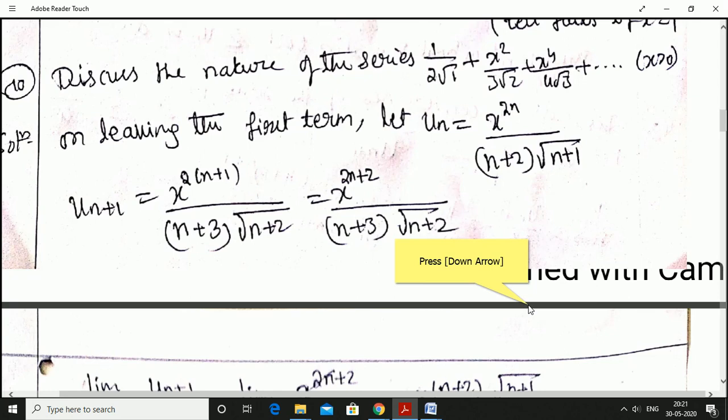Okay. Root 2, root 3, root 4 means root of n plus 1. Now, un plus 1 is equal to x to the power of 2 into n plus 1 divided by n plus 1 plus 2, n plus 3, root of n plus 1 plus 1 means n plus 2 it is. x to the power of 2n plus 2 divided by n plus 3 into square root of n plus 2, that is un plus 1.